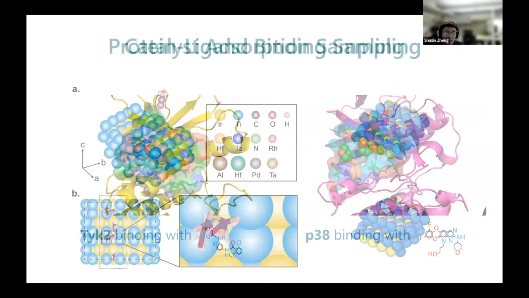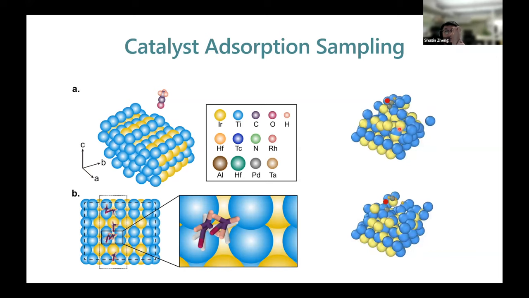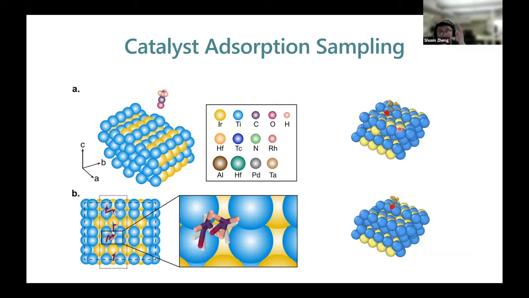This is a catalyst-adsorbate sampling case. This is the diffusion process of how the adsorbate will be adsorbed on the catalyst. It's very similar to the ligand binding problem. You can imagine that the adsorbate is the ligand, and the catalyst surface is the pocket, the protein, and then the adsorption process is actually very similar to the ligand binding process.